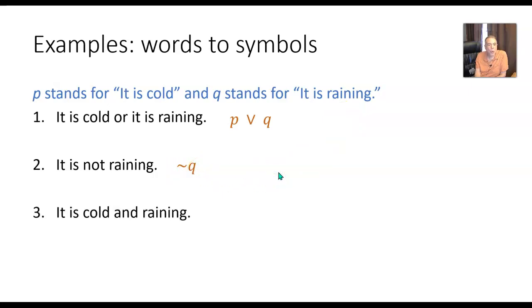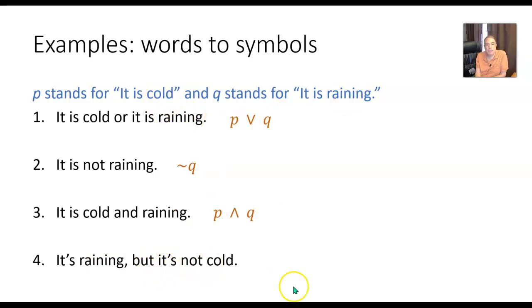What about it is cold and raining? See that and there? This is a conjunction, an and statement. It is cold and it is raining. P and Q. And what about it's raining, but it's not cold? Remember I said but is logically equivalent to and. So it's raining, Q, and it's not cold, not P. So that looks like this, Q and not P.